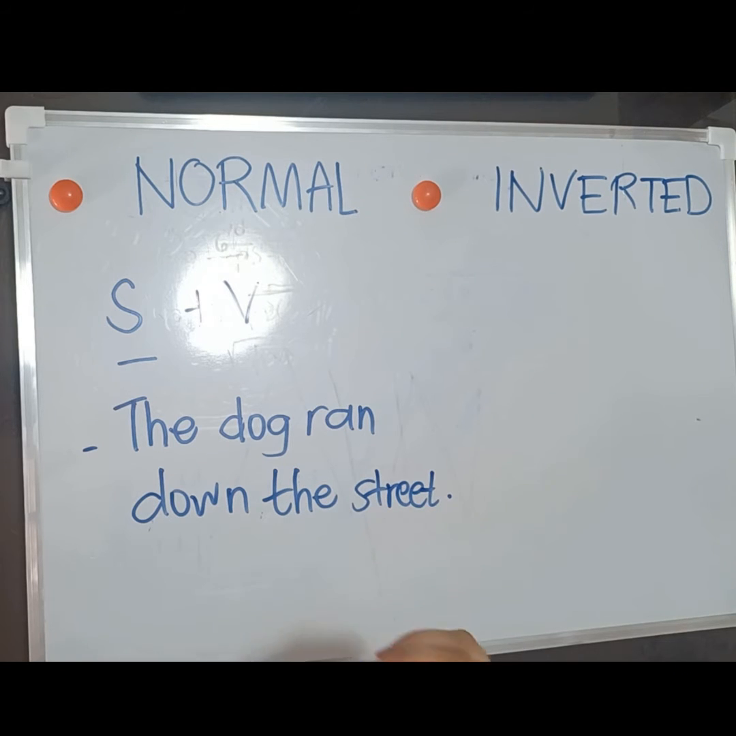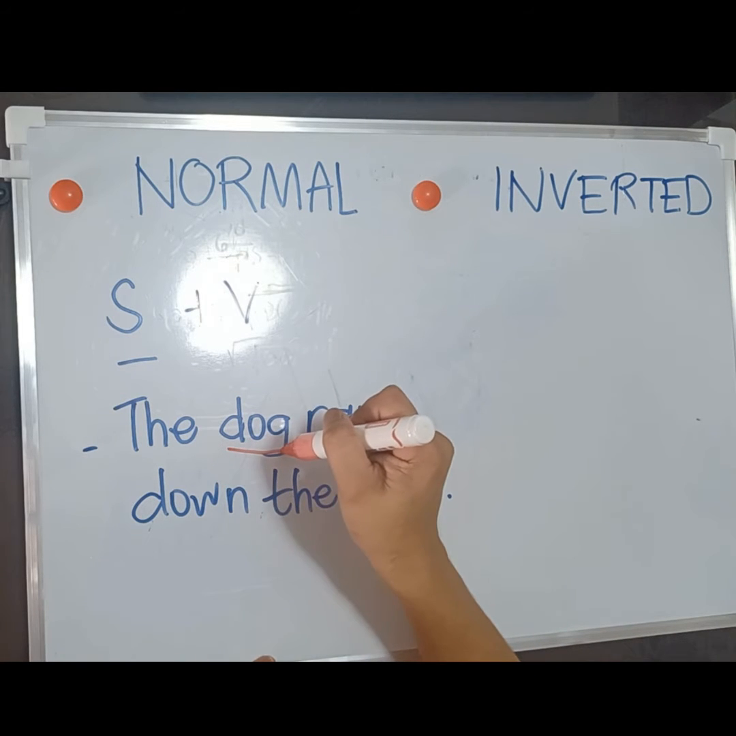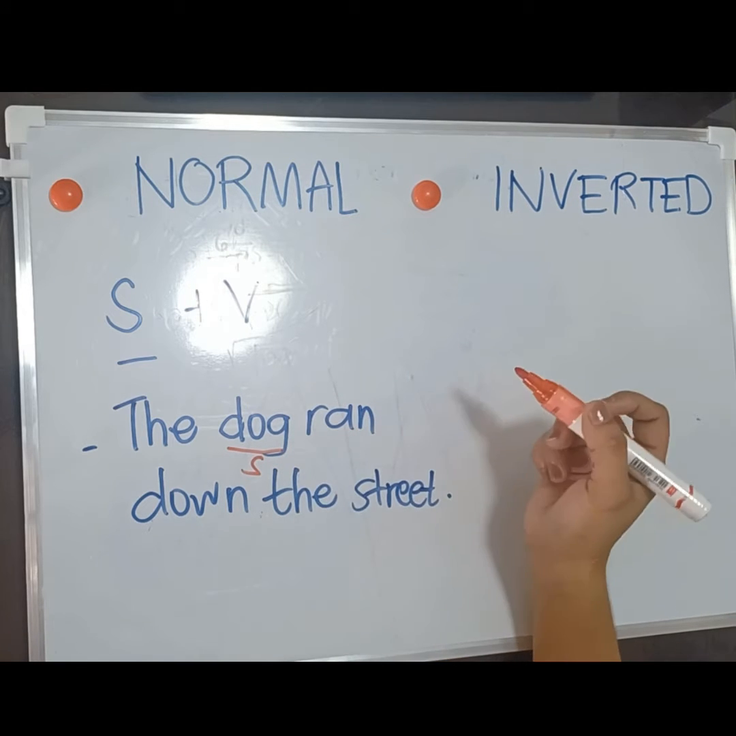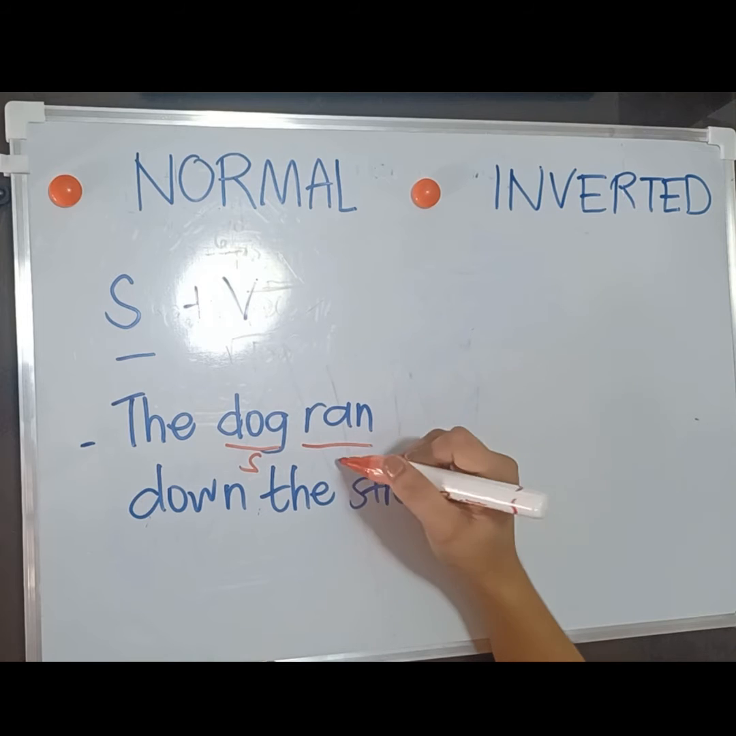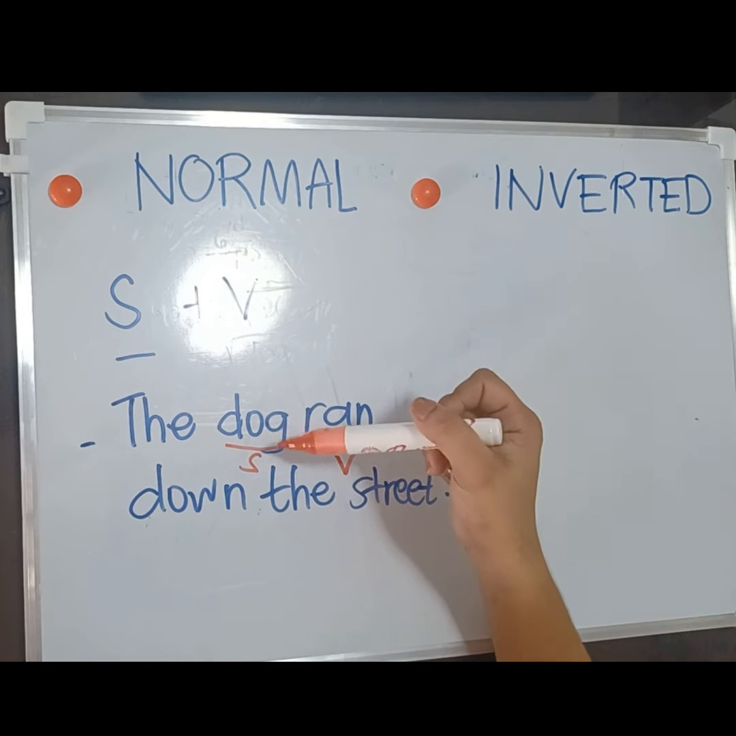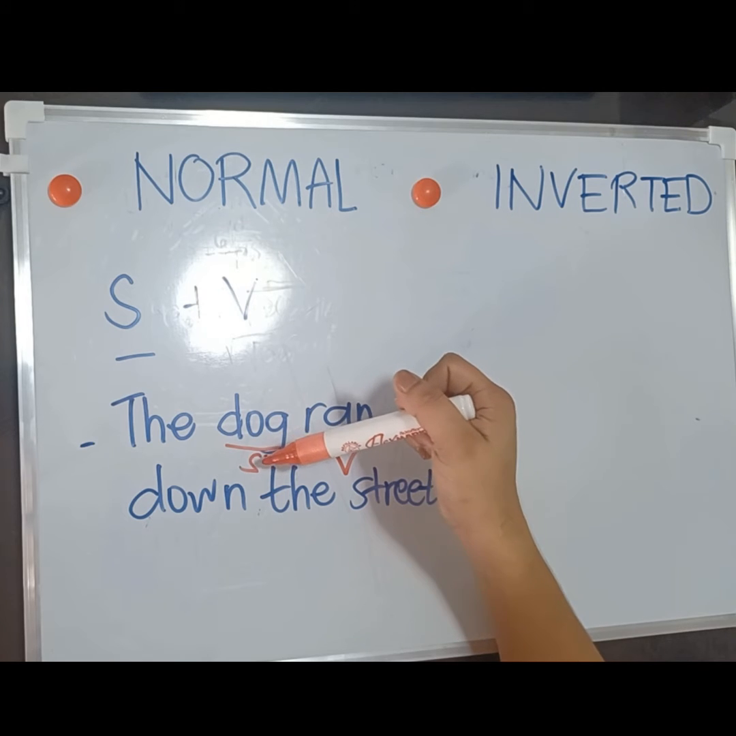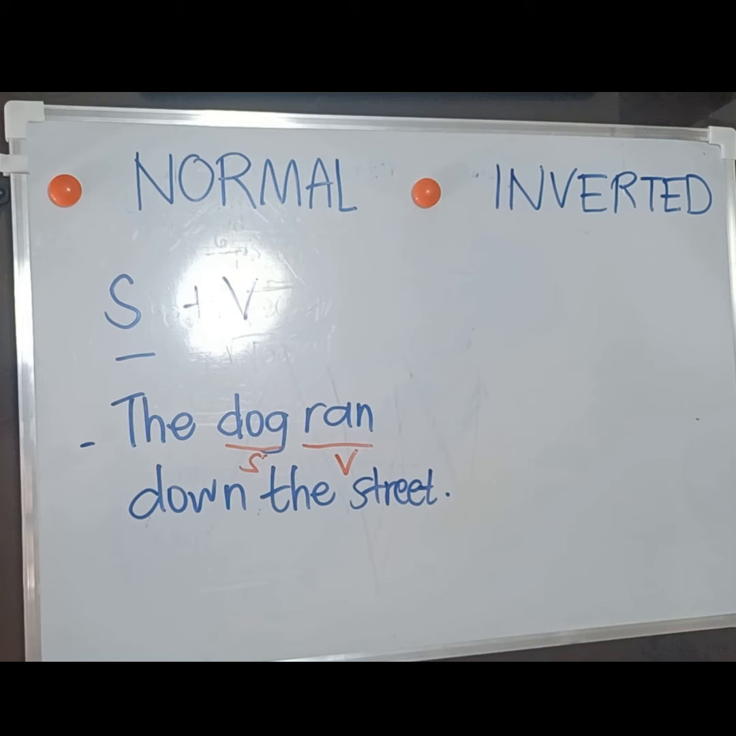Okay, so in this sentence, the dog ran down the street. The subject is the dog, or the complete subject, the dog. So this is the subject. And our verb is ran. That's the verb. So as you can see, it follows the normal word order wherein the subject comes first before the verb. Okay, now let's have another example.